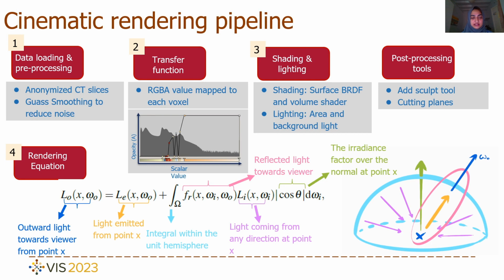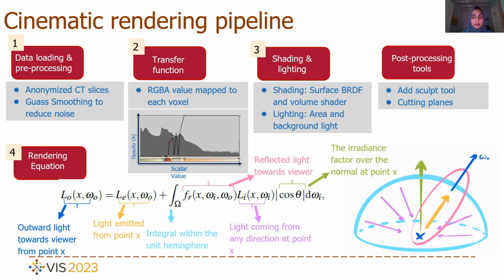The pipeline utilized a visual programming approach, which involved combining different modules. The initial stage of the rendering process consisted of loading patient data, typically presented as a series of slices. Following the preprocessing stage, the subsequent step is creating a transfer function. This function maps a voxel value to visual properties like color and opacity.